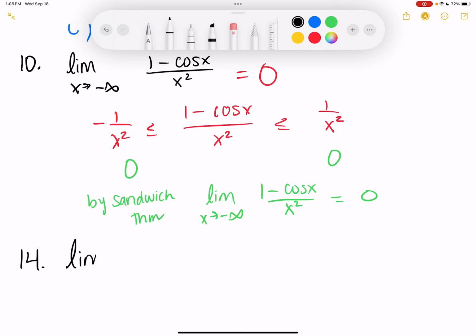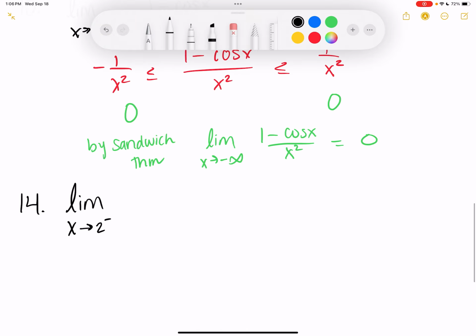Alright, I'm going to do this one a little different than the book says. It says to use graphs and tables to find the limits, but we don't really need to do that. Well, x arrow 2 to the negative, from the left. I know. I guess from the negative, in a sense, makes sense.